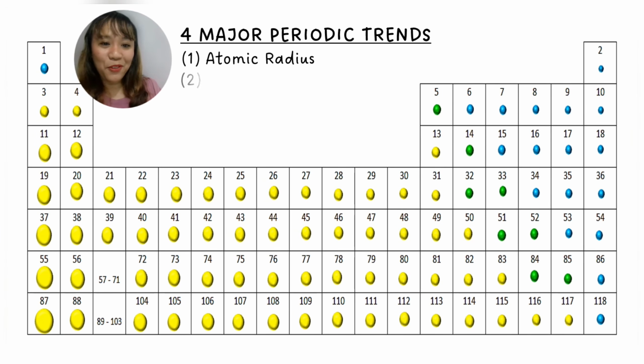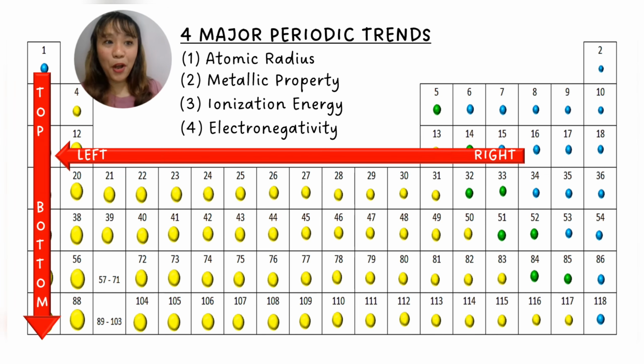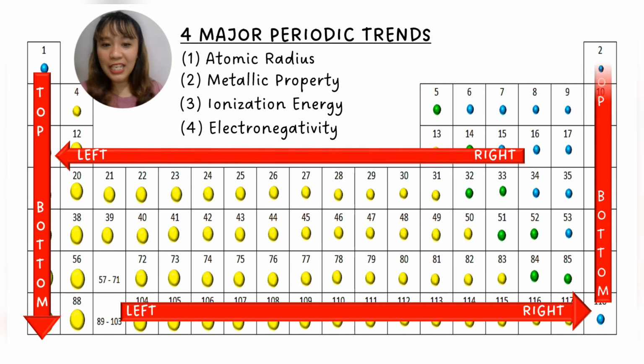Here's a summary for everyone. The four major periodic trends are atomic radius and metallic property, increasing from right to left across a period and top to bottom down a group. Then ionization energy and electronegativity, which are increasing from left to right across a period and bottom to top up a group.